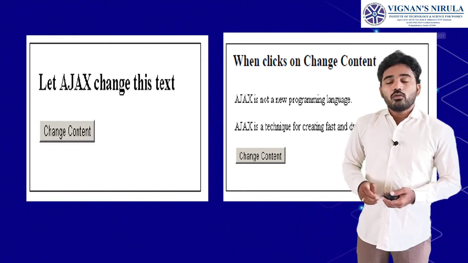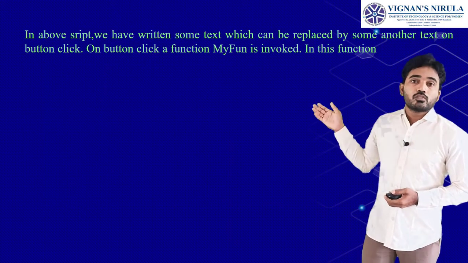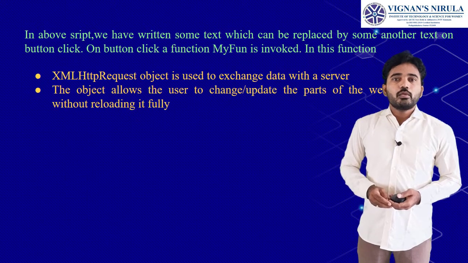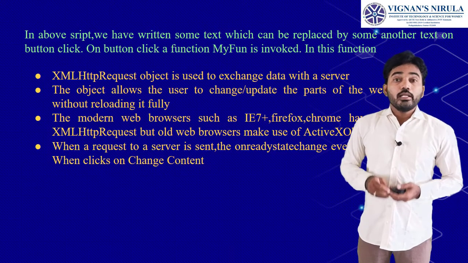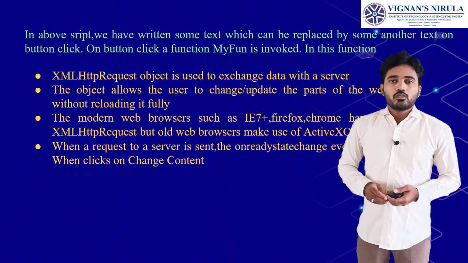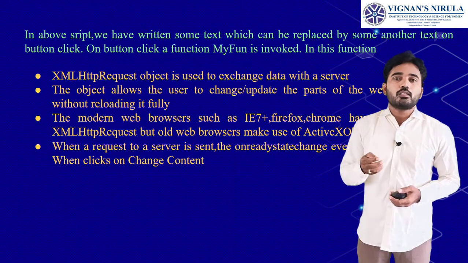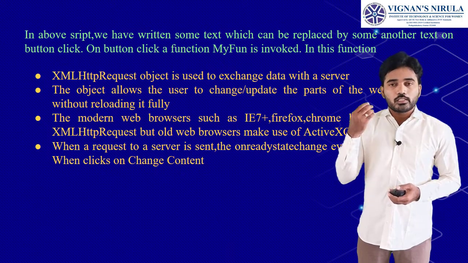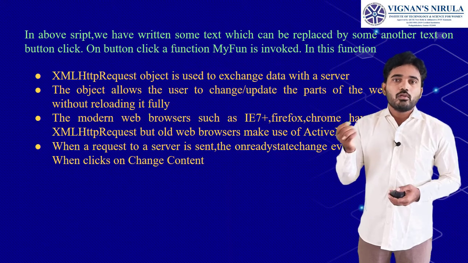Understood? So now let us discuss the same example, how it works. In the above script we have written some text which can be replaced by some other text on a button click. On a button click, a function, that is myFun, is invoked. The XML HTTP request object is used to exchange data with the server. The object allows the user to change or update part of the web page without reloading it fully.